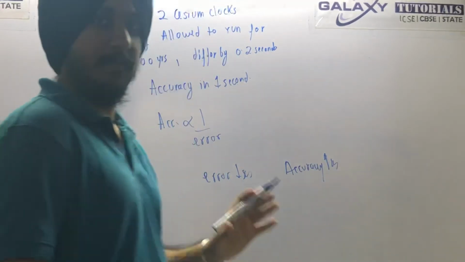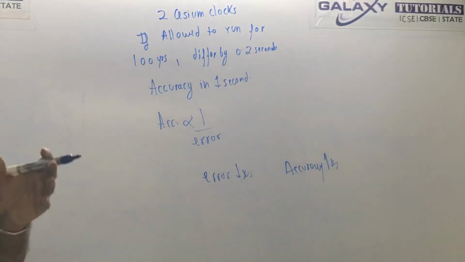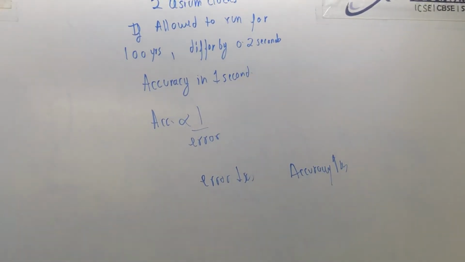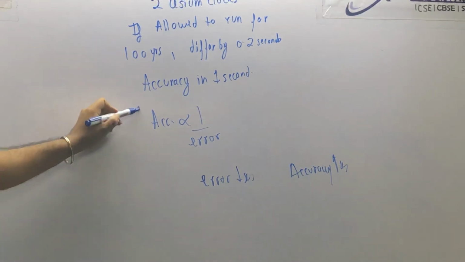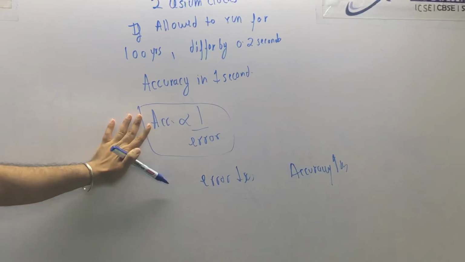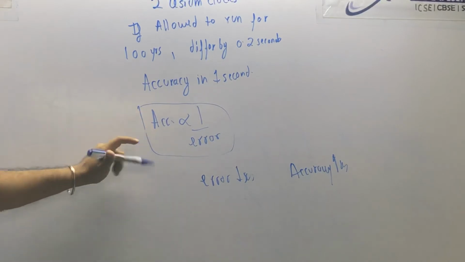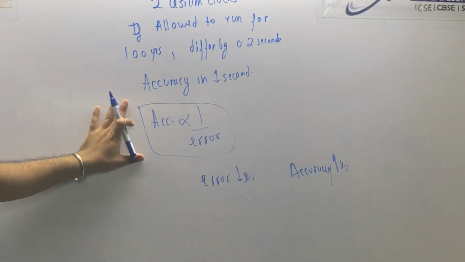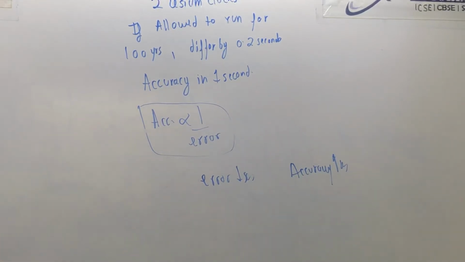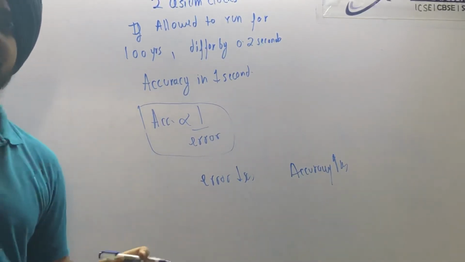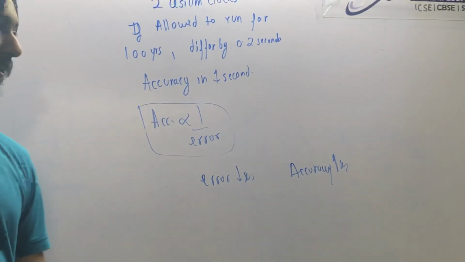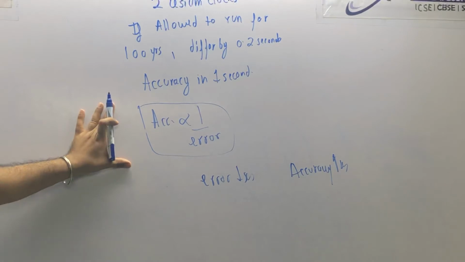We have studied this before. If the error is less, you are closer to the true value. So you can say that accuracy is inversely proportional to error. This is a very important relationship. It is not given in the book, so you should all know it. As the error decreases, the accuracy increases. Or in other words, if the error increases, the accuracy will go down.